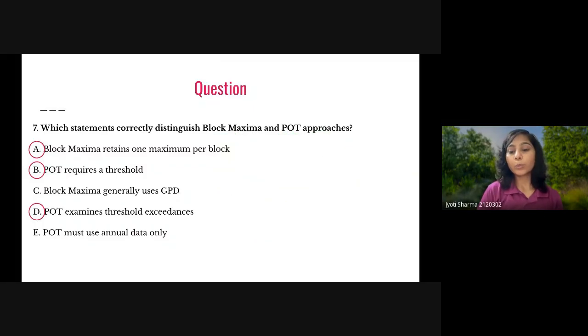For example, if I want to address how heat waves are changing over the years, and for heat waves I have a threshold, where we consider a heat wave when the value is more than 40, then to know about this extreme event we will use the POT approach. But if we want to see how the maximum value of temperature is increasing or decreasing over the years, and how the distribution of the highest values is changing, then we will rely on block maxima. So it is based on what kind of question you are addressing.